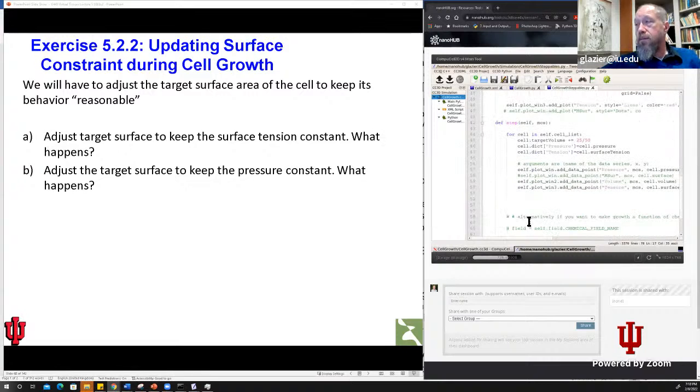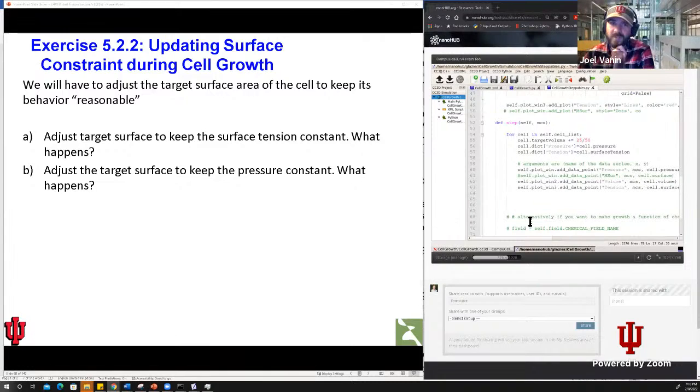So to do that, anybody have a suggestion for what we need to do? As you said, we should decrease the target surface by an amount. I'm trying to figure out the amount. The same rate of growth, maybe? Well, so we want to increase the target surface, because the cell's growing.